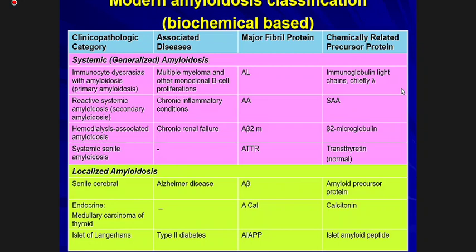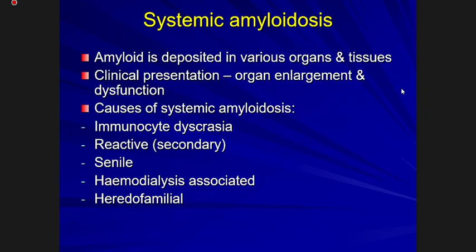Okay, so those are basically the main types of amyloidosis. All right, so as I mentioned earlier, when you say systemic amyloidosis, it means that your amyloid protein is deposited in various organs and tissues.